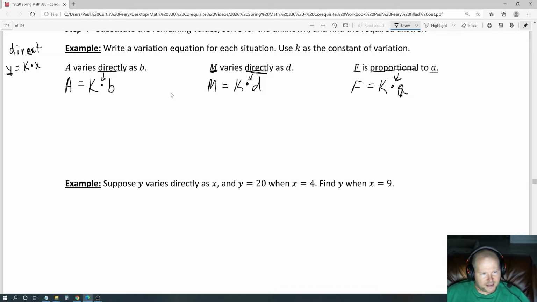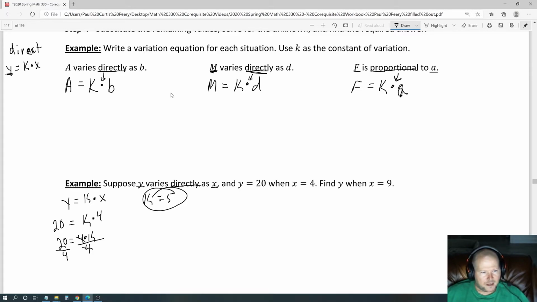Suppose Y varies directly as x. Y varies directly means multiplication, as x. Y equals kx. And they say y is equal to 20, when x is equal to 4. So we substitute it in there. That basically means 20 is equal to 4k. So we solve for k by dividing both sides by 4. What you do to one side, you do to the other. And that gives me k is equal to 5.